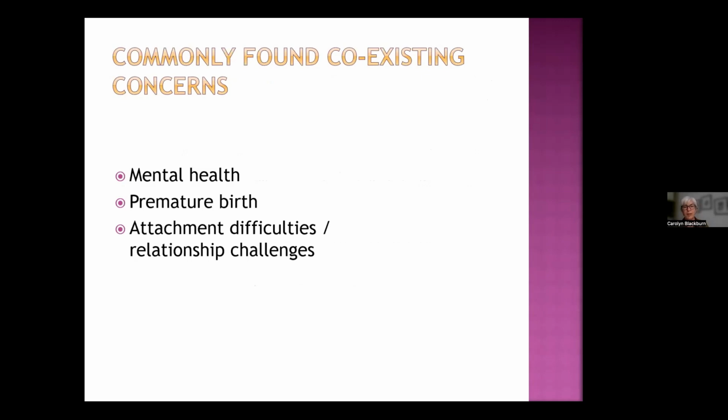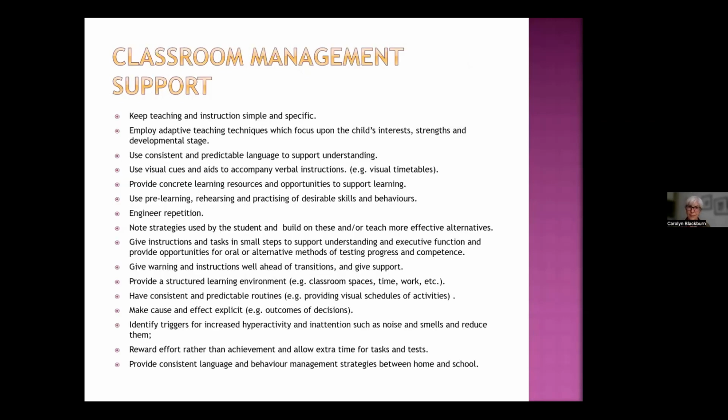Premature birth has quite a high interaction with prenatal exposure to alcohol, especially extreme amounts of alcohol. And this was found by Elizabeth Elliott, who works with Aboriginal populations in the outback in Australia. And then attachment difficulties compounding the relationship challenges.